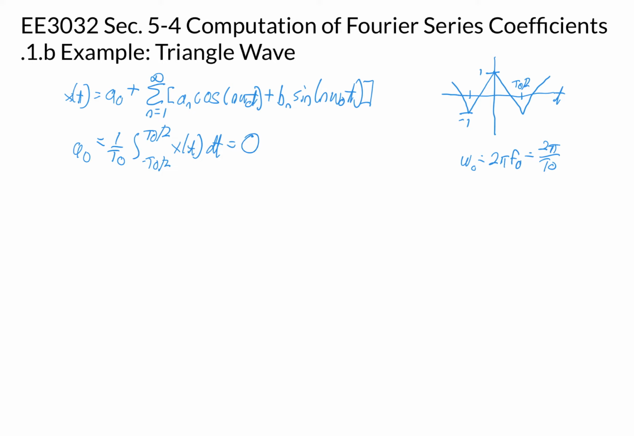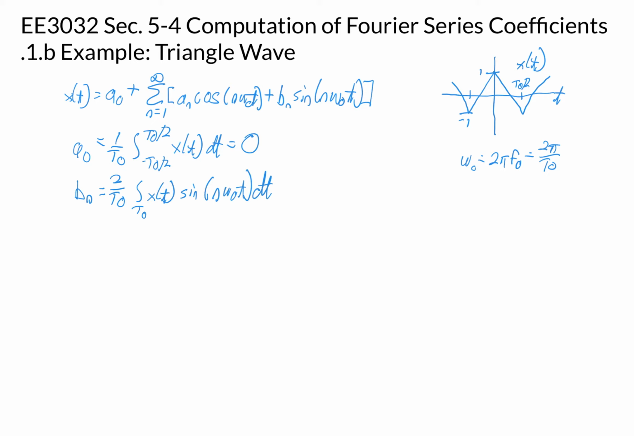Let's next take a look at the sine components. So here we have b of n is 2 over T0. When n is greater than 1, we have a 2 instead of a 1, as we derived last time. And we do the integral. Here I'll just indicate a period T0 of x of t, which is our triangle wave for this example, times the sine of n omega naught t.